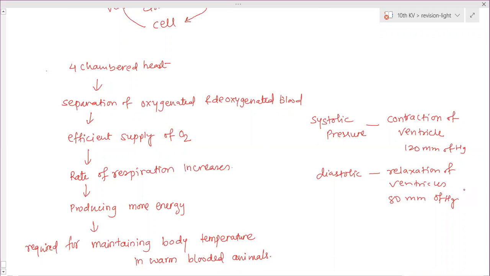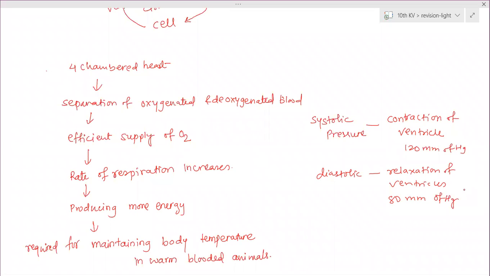If any person has more than 120 mm of Hg pressure maintained continuously, then that is a problem. That disease is called hypertension, high blood pressure. Okay. So this is all about circulation, and in that you have to remember what the functions of the heart are.